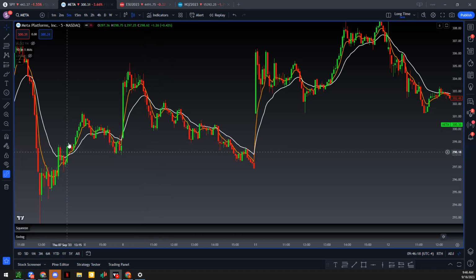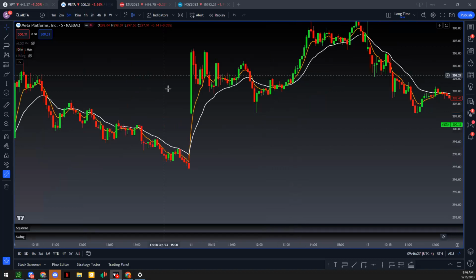Had a nice crossover here. Look at that. Nice crossover. Two candles, three candles, pullback. Nice entry. Boom. Money. Let's go into Heikin Ashi.